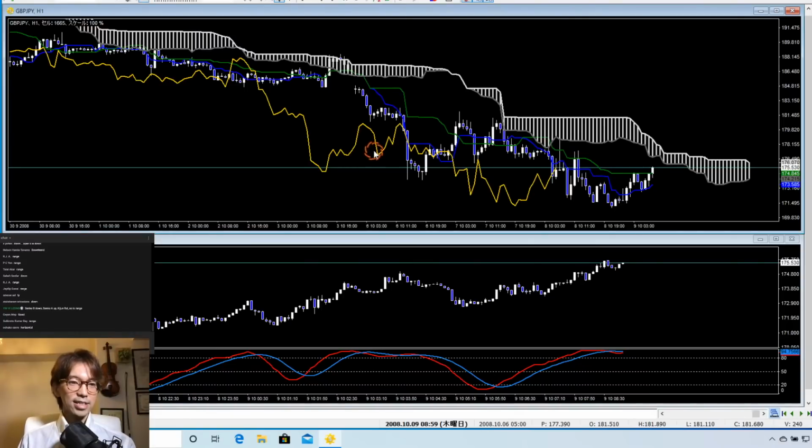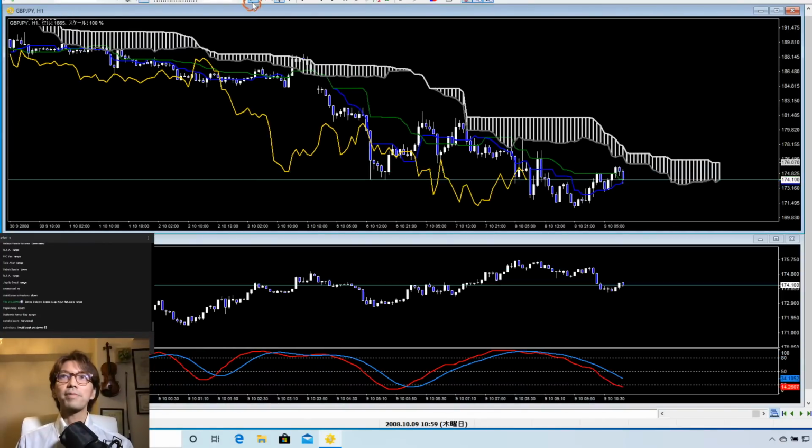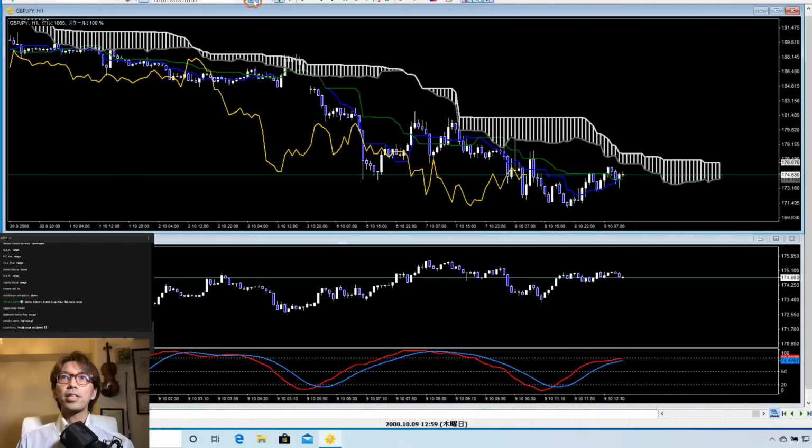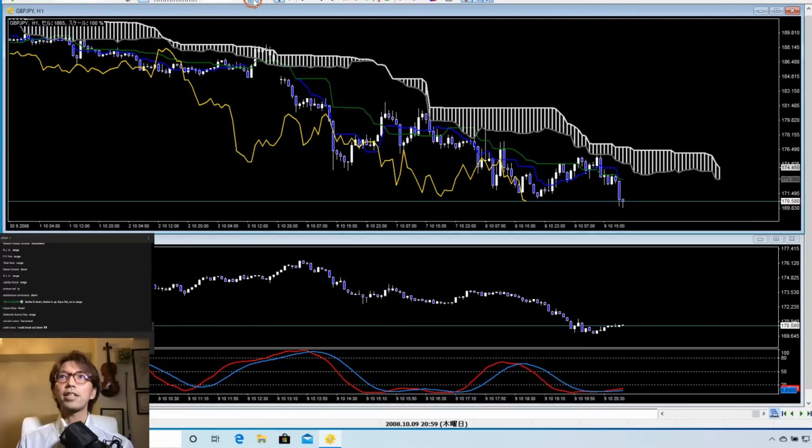Yep, exactly. So let me keep moving one by one. We don't look at the 5 now, right? We only focus on the 1 hour until we see some decent trend in the 1 hour. So don't look at the 5, just focus on the 1 hour chart. So I just move one by one. Still range, right? The Kumo's flat, so I don't take any trades.